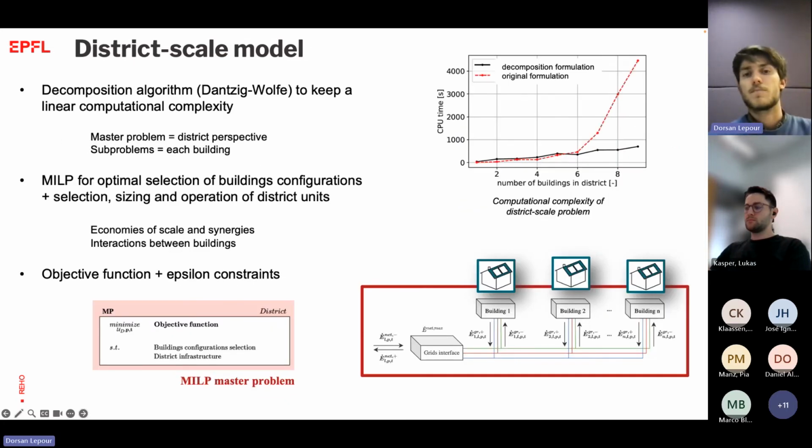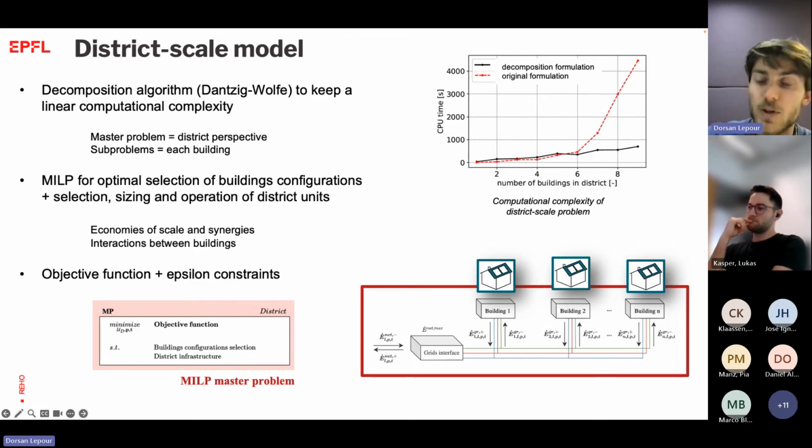And now this is the important trick. We use a decomposition approach, because due to this network structure, having a single problem and trying to solve simultaneously the entire district will lead to exponential complexity, because the number of variables will grow exponentially. That is what you can see here on this picture. There is a computational complexity of the district scale problem if you try to solve all the buildings simultaneously, because they all connect to each other, because they can share equipment and energy.